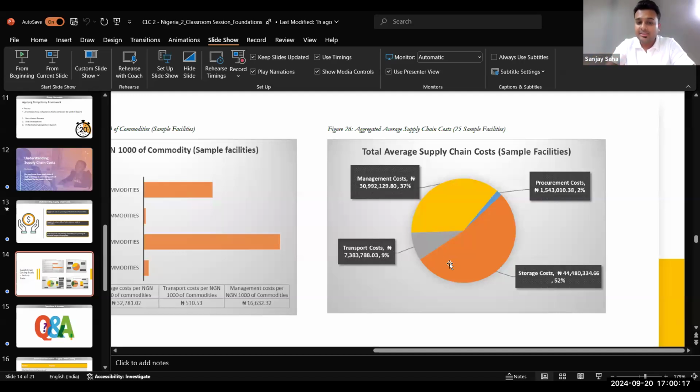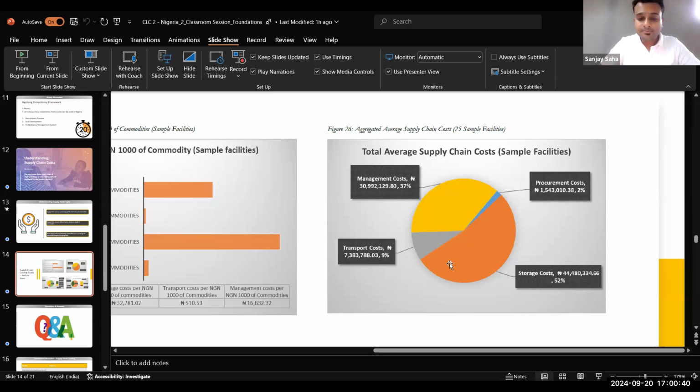So procurement cost is the least, and then transport cost is the second lowest. Then management and then storage. So that means in that state, storage is very expensive. That probably can be reduced, or maybe that depends on the quantum of products managed.